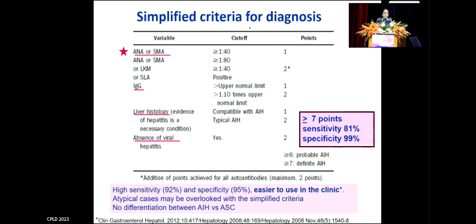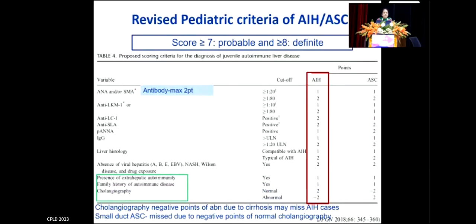And so if you have an atypical presentation, it is better to apply the older score rather than the simplified score. And then we have a revised pediatric criteria for diagnosing AIH and AIH-ASC, where we have given points for both. This has been given recently in 2018, and it needs validation because here they have asked for doing a cholangiography at diagnosis in all children with suspected autoimmune hepatitis.